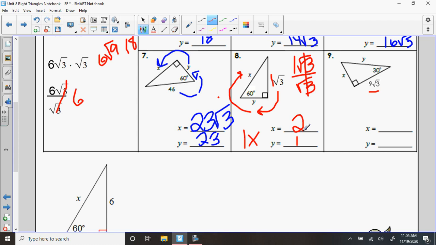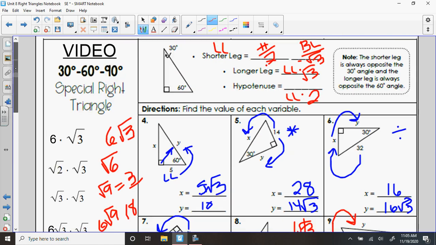Let's do it again. 9 radical 3. That's the big leg. How do you get to the little leg? You divide it by radical 3. So what is the little leg now? 9. Now, how do you get the hypo? Double it. So there are 2 examples of each on the 30, 60, 90, depending on where you're starting.